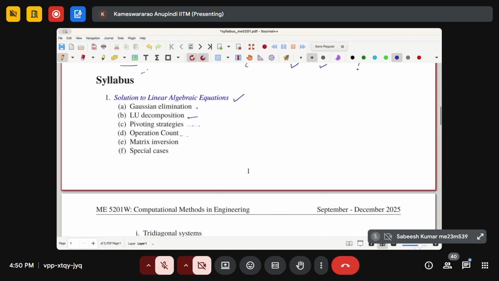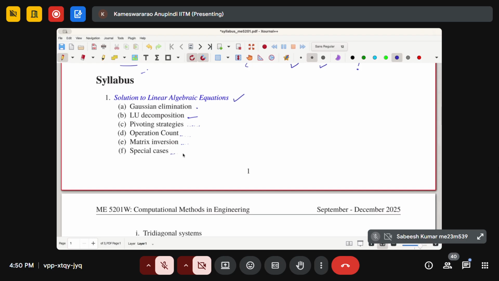Then we're going to look at operation count. How many operations are involved in a particular Gaussian elimination or LU decomposition procedure, in terms of how many multiplications are there, how many divisions are there, additions are there, and subtractions are there, and so on. So we're going to look at the operation counts. We are also going to next look at matrix inversion. What is the best way to go about this?